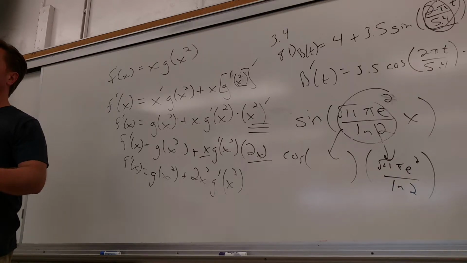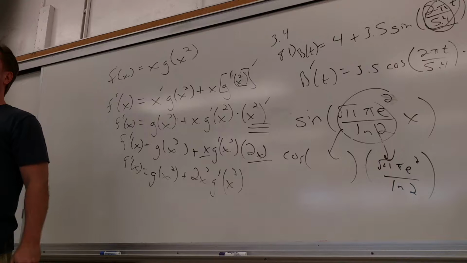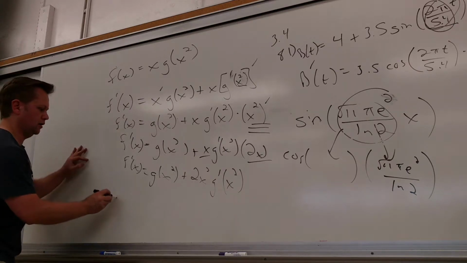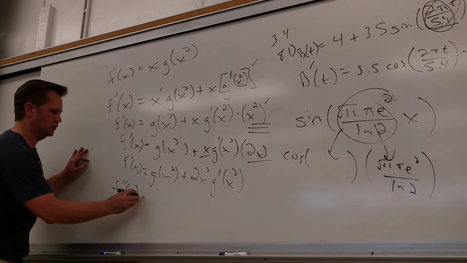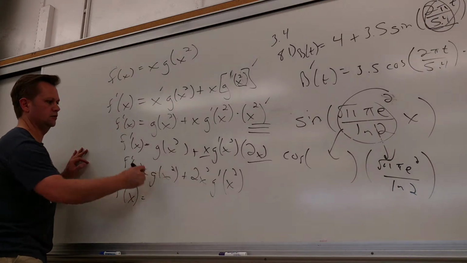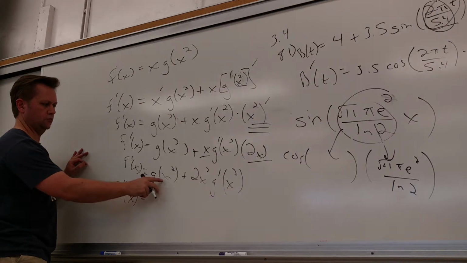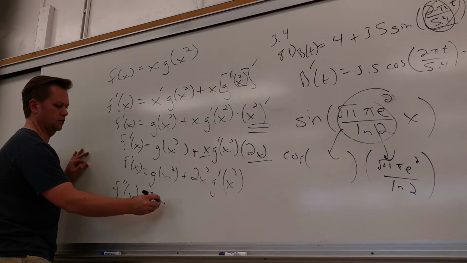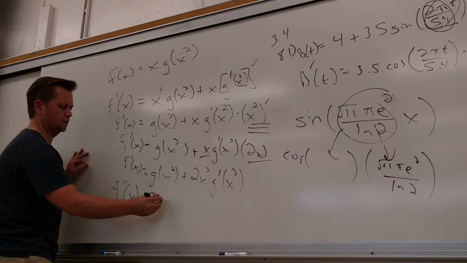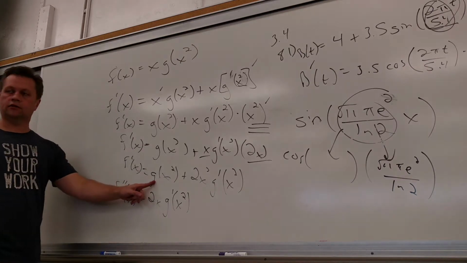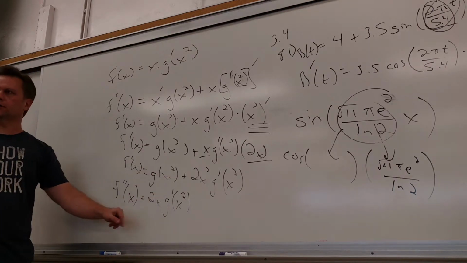Do you want to do the next steps? Yes. All right, do it. See, that was easy. So if I do f double prime, you basically already did that. 2x times g prime, 2x times what now? g of x. No, g prime. Derivative of the outside times the derivative of the inside.